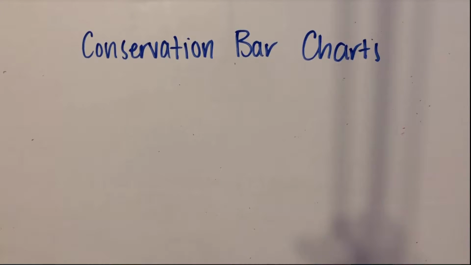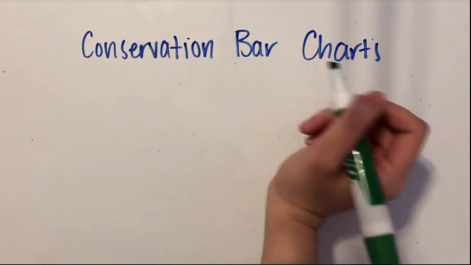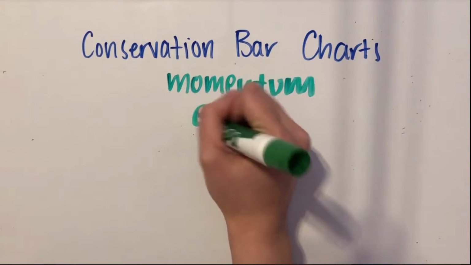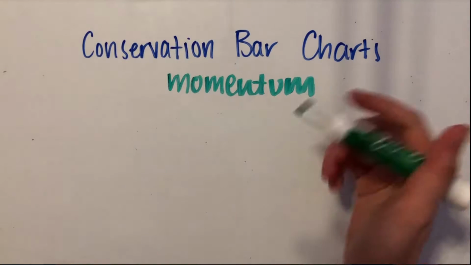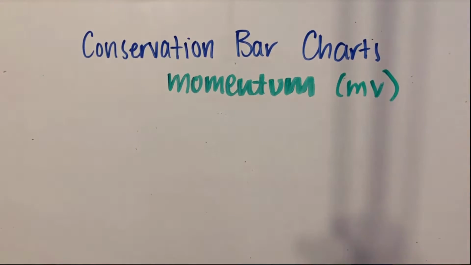Conservation bar charts are very simple diagrams that you can use to help you understand what's going on in the system. Today we'll be looking at conservation bar charts for momentum and for energy. Let's start off with momentum. It's important to remember that momentum is equal to the mass of an object times its velocity.